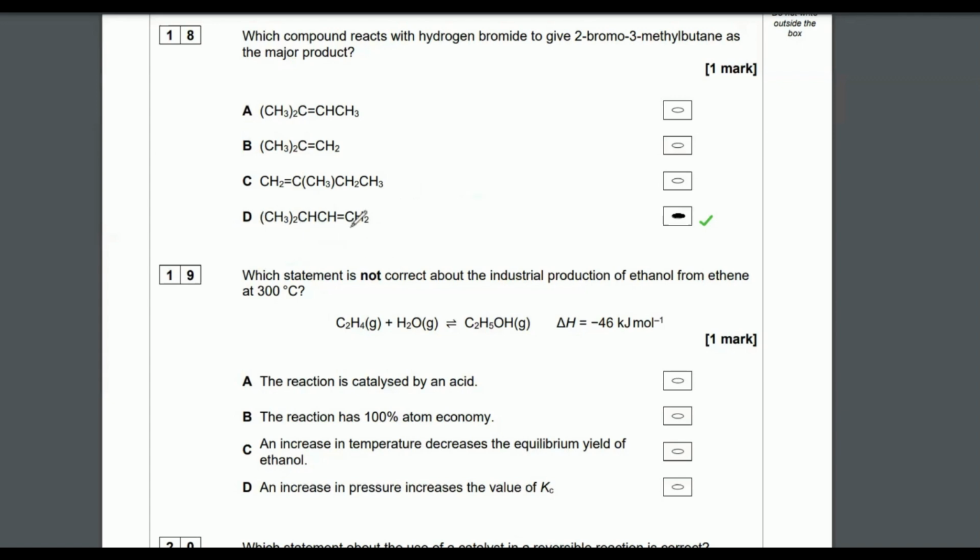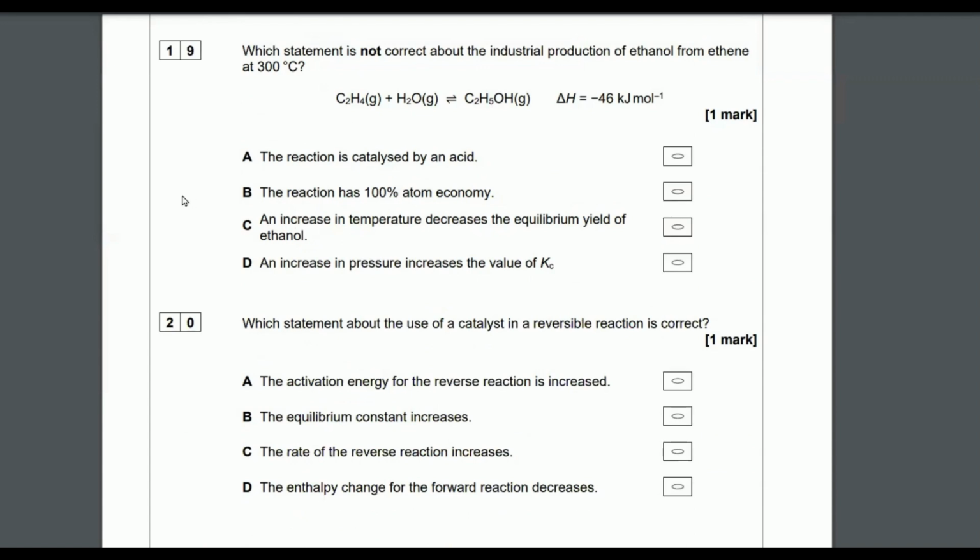However, if the bromine atom joins here, the carbocation that will form in that version will only have 1 alkyl group, and so will be less stable. So that carbocation is much less likely to happen. The bromine is much less likely to join on to the first carbon. It's much more likely to join on to the second carbon and form D.